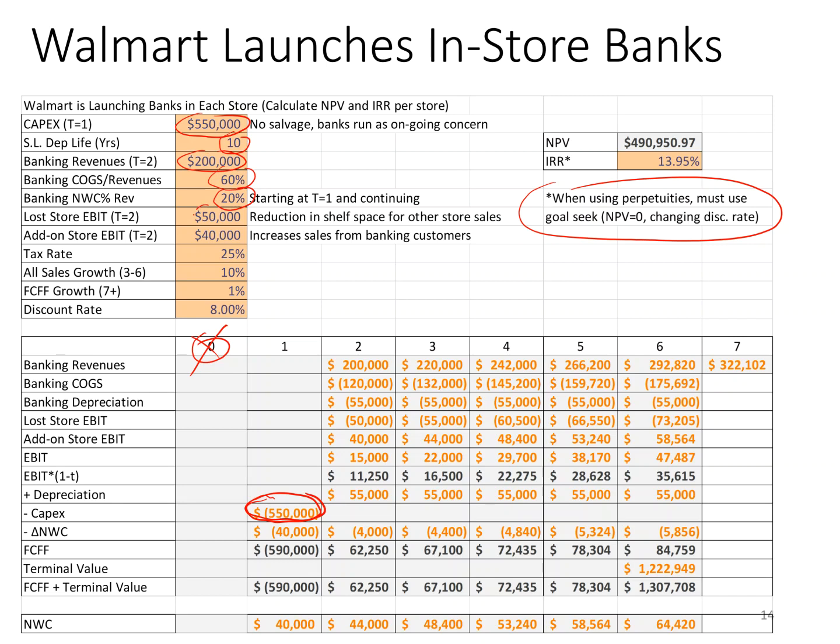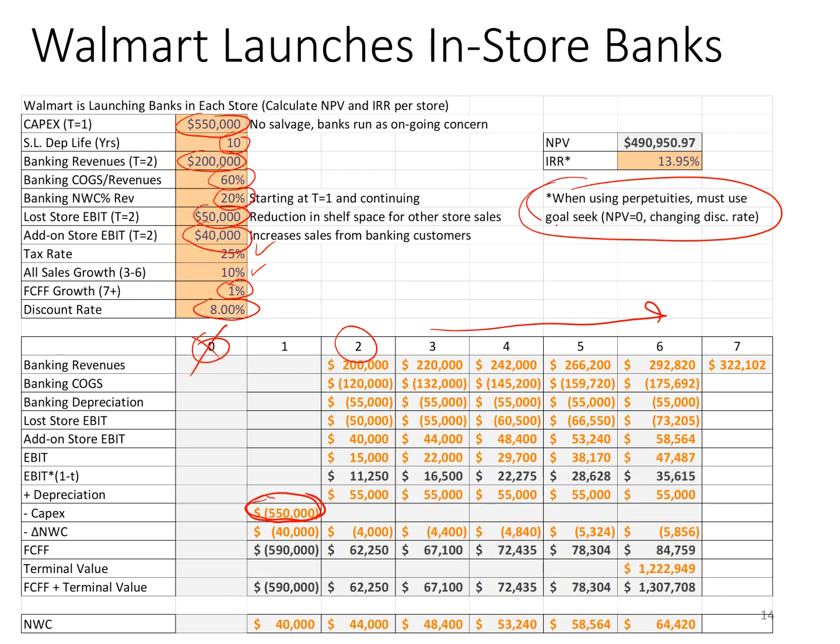I'm going to lose $50,000 in sales from existing stores. I'm going to add on $40,000 of sales from increased foot traffic from the banks. Tax rate is 25%. All sales grow 10% per year, years 3 through 6. Remember, I don't get revenues until year 2, and then I'm going to grow it in years 3 through 6. And then my free cash flow growth rate is 1% from year 7 through infinity. And my discount rate is 8% per year. And we're going to calculate the NPV and IRR.